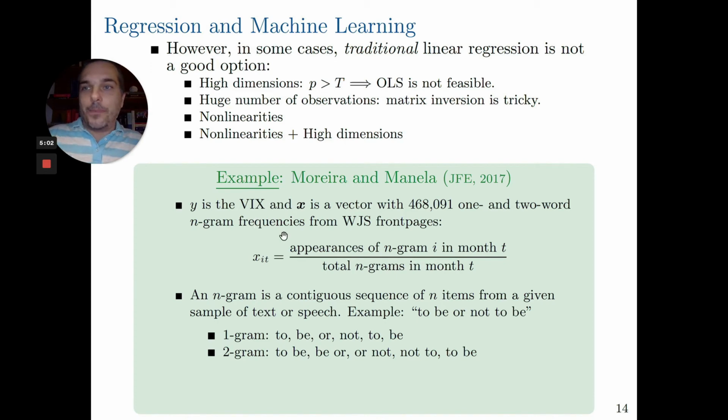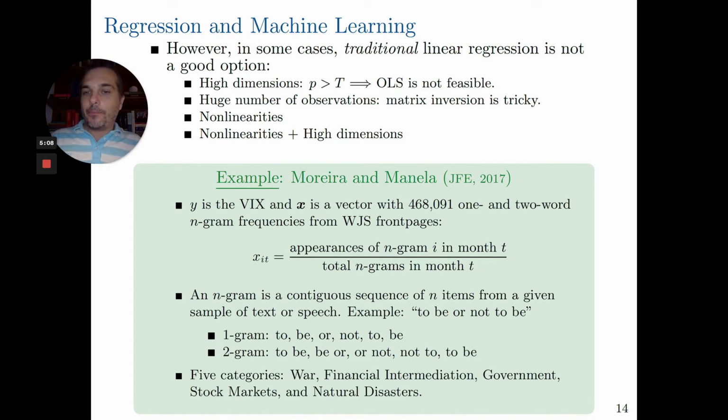A linear regression is just unfeasible. You cannot run OLS. Okay? And they were looking at 5 categories of possible words that were related to war, financial intermediation, government, stock market, and natural disasters. As I mentioned before, we are going to look into this paper in more detail when we study support vector machines. That's the technique that they use.